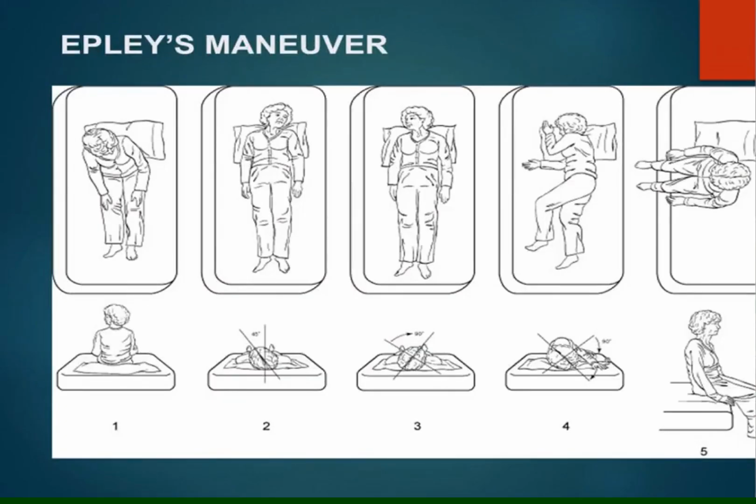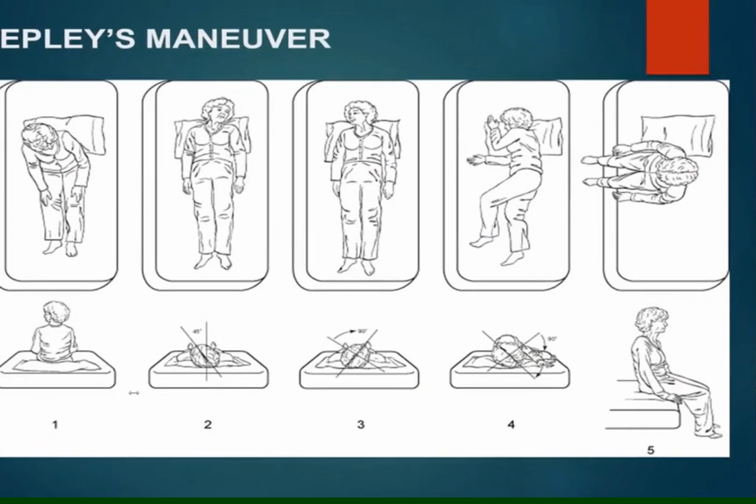So I just wanted to show Epley's maneuver, and these are the different positions. Like I say, it's basically a position sitting up, and then lying down where you rotate your head. You're in the Sims position here, and then you have head rotations to the left and to the right. And this is usually good treatment for benign paroxysmal positional vertigo.